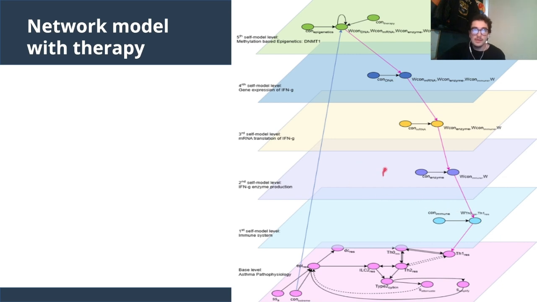Alright, so this is the next model with the therapy case. As you can see, it's not different from the first one, except for a therapeutic state at the top, and this therapeutic state helps alleviate the methylation, so it intervenes and tries to unmethylate the IFNG gene.